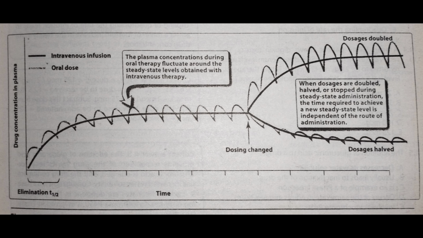Here is a graphical representation where we can say the plasma concentration during the oral therapy fluctuates around the steady state level obtained with intravenous therapy. When dosage is doubled, halved, or stopped during steady state administration, the time required to achieve a new steady state level is independent of the route of administration.